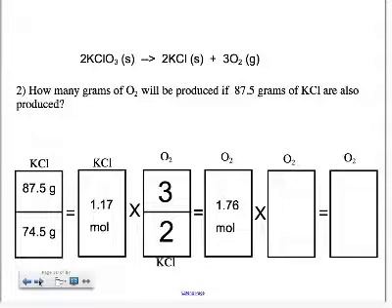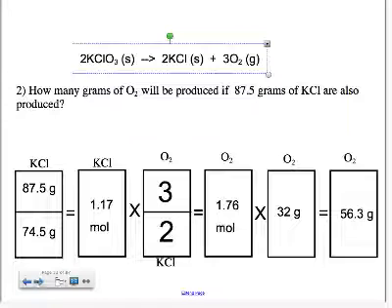But again, the question asks for grams, so I have to multiply that by 32. That's the mass of oxygen. And I get 56.3 grams of oxygen. Okay, next question.